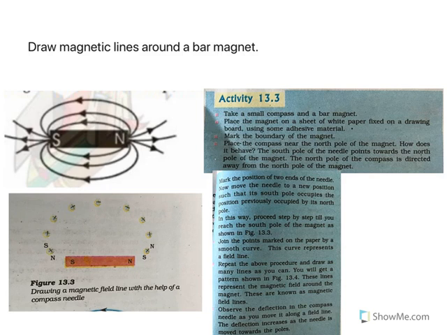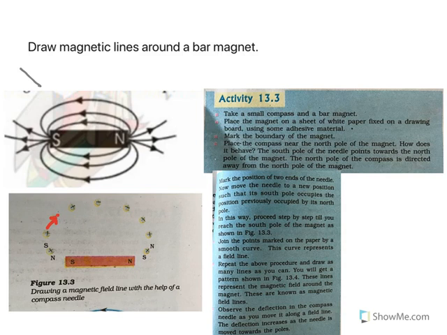Draw magnetic lines around a bar magnet. Now here is a diagram for the magnetic lines around a bar magnet, and this is the activity from your textbook that you need to learn. You need to take a compass and a bar magnet, place the magnet on a sheet of white paper fixed on a drawing board using some adhesive material, and then keep your compass close. Mark your north and your south here. Then keep your compass again at the next position, and mark your north and your south.